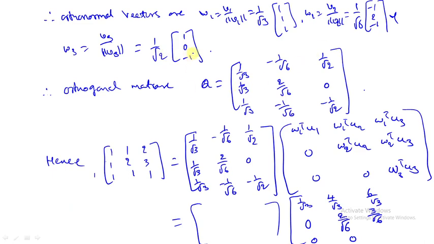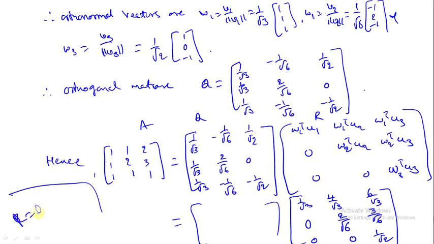W3 with U3, which is 2 3 1: 0, minus 1, that's 1 by root 2. This one is 1 by root 2. Therefore A is equal to Q times R. We have written A as the QR decomposition. Or you can find R equal to Q transpose A: we know Q and its transpose, and multiply with A, you get that R.